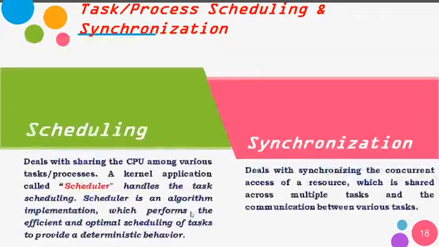Now going to task or process scheduling and synchronization. Scheduling deals with sharing the CPU among various tasks or processes. A kernel application called the scheduler handles the task scheduling, and the scheduler is an algorithm implementation which performs efficient and optimal scheduling of tasks to provide deterministic behavior. Whereas synchronization deals with synchronizing the concurrent access of a resource which is shared across multiple tasks, and the communication between various tasks.